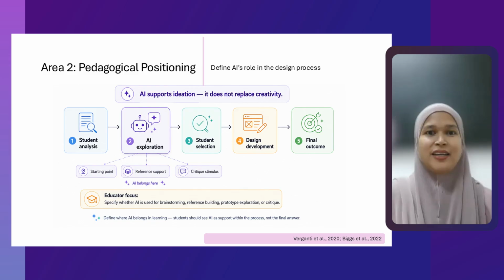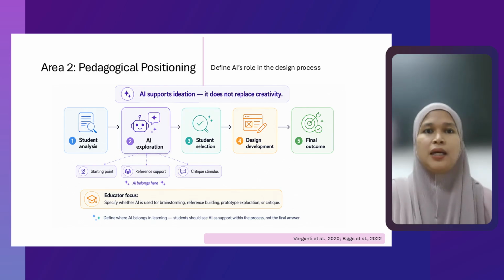The second area is pedagogical positioning. This means that educators need to clearly define the role of AI within the design learning process. AI should be positioned as a support for specific stages such as brainstorming, reference building, early visual exploration, rapid prototyping, or critique. It should not be presented as a source of creativity or as a final design solution.